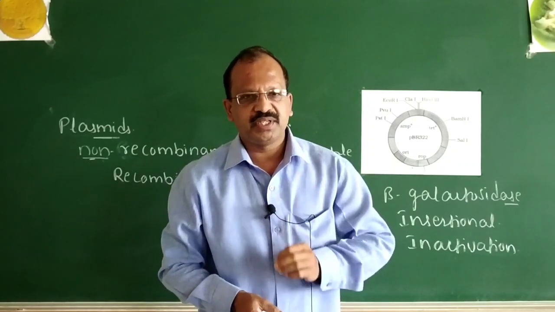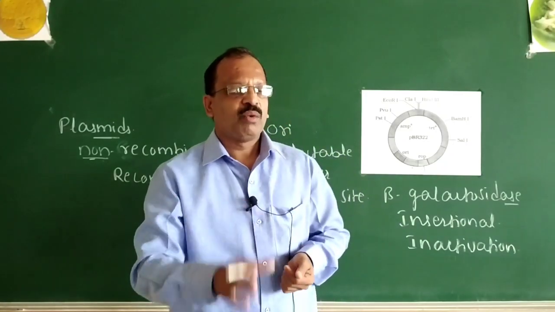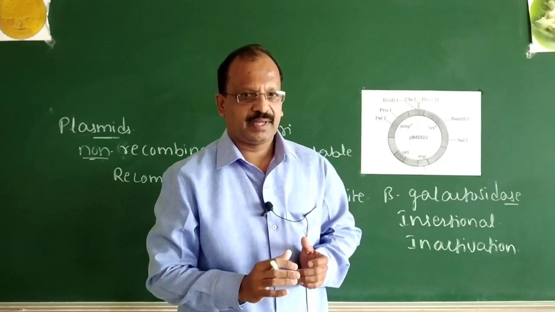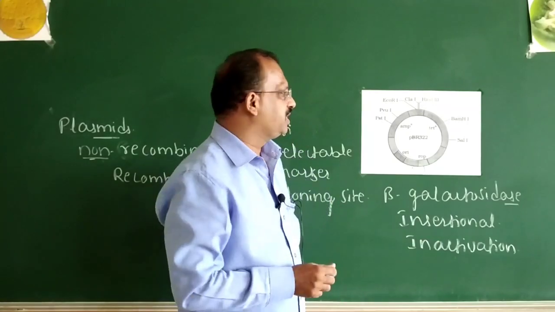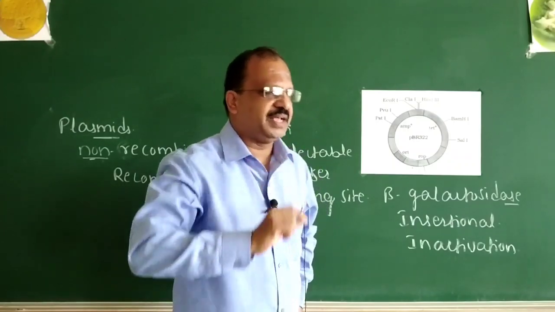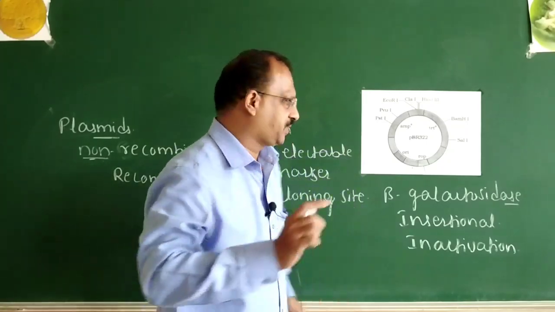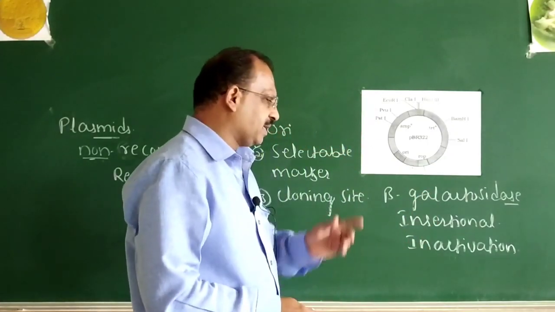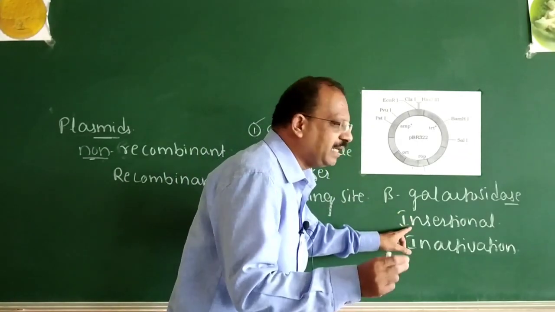There are three structural genes, Z, Y, A. Z will code for beta galactosidase, Y will code for permease, A will code for transacetylase. I hope that you have recalled this matter. When the recombinant DNA is linked to beta galactosidase, the enzyme will become inactive. This process is called insertional inactivation.